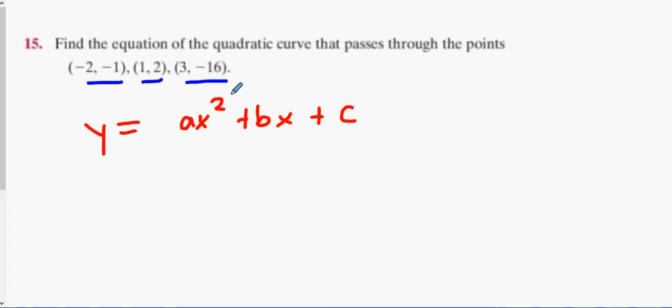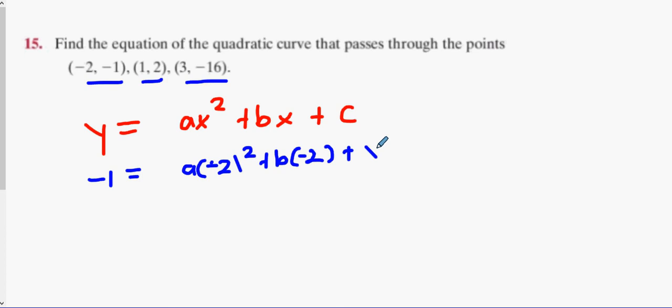Sub in the y and x values. So, -1 equals a times -2 squared plus b times -2 plus c. -1 equals 4a minus 2b plus c. You cool with that?